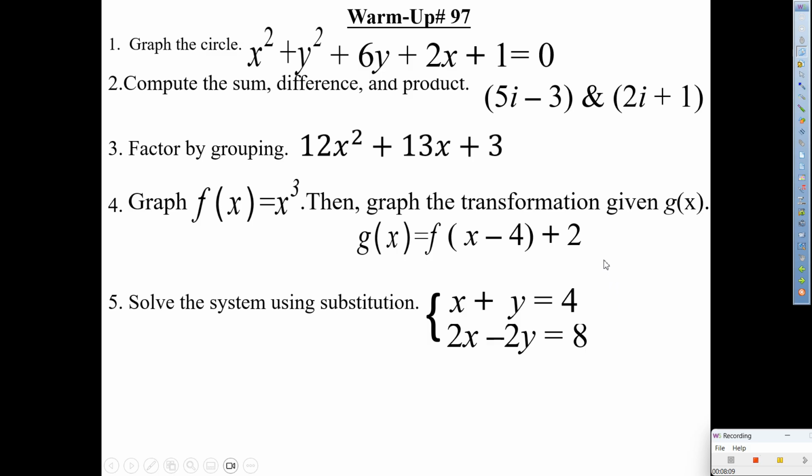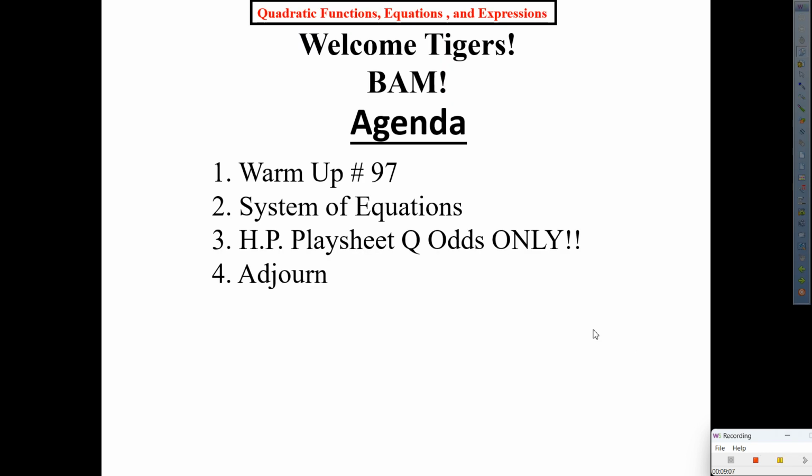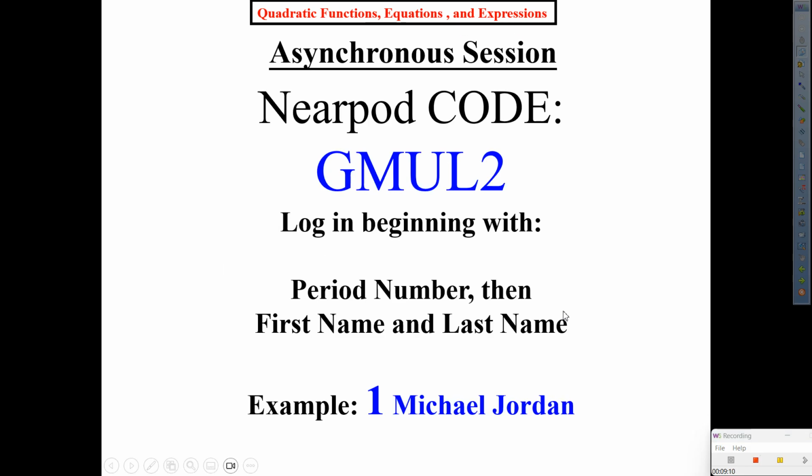All right. So, warm-up 97 done. System of equations. Tonight's home play, play sheet Q. Odds only. So, copy the code to access the home play. GMUL2.